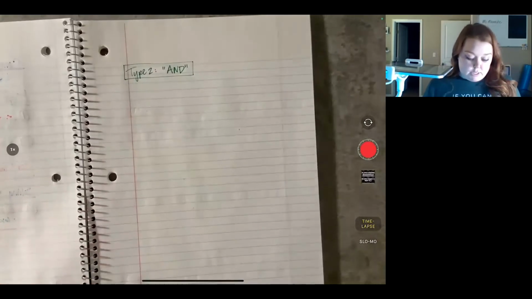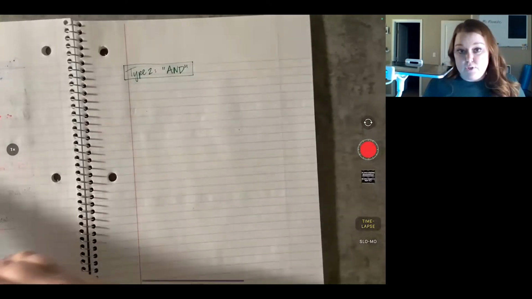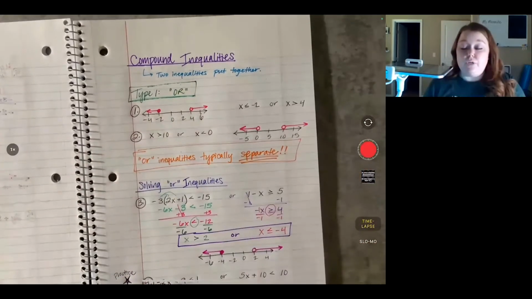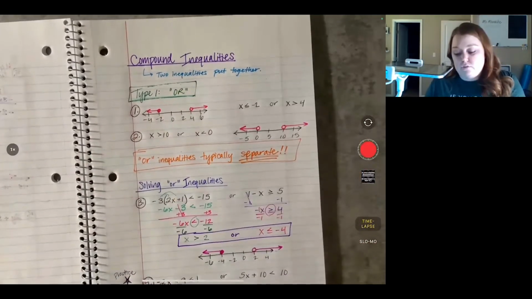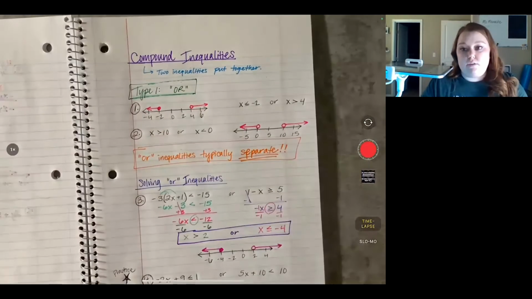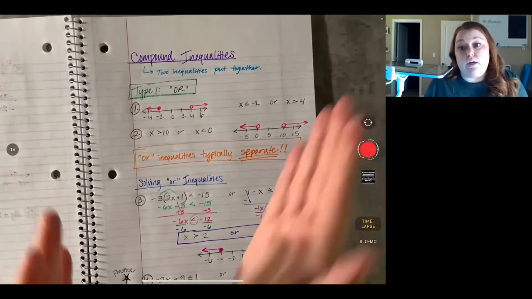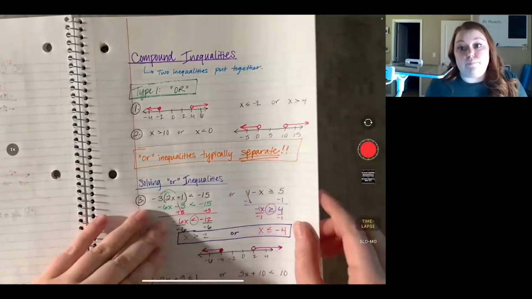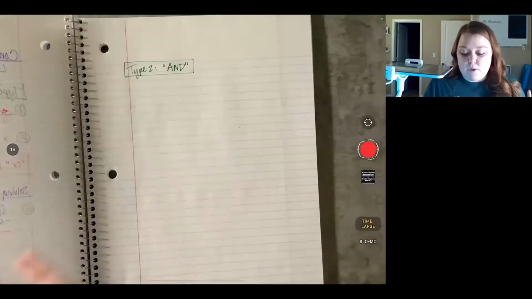Okay, so to connect this back to real life, we said or. How I want you to think about or is your parents telling you, to get your phone back, you need to clean your room or wash the dishes. Okay, so you had kind of a choice there. You didn't have to do both. It was one or the other. As long as you did one of them, your parents were happy.